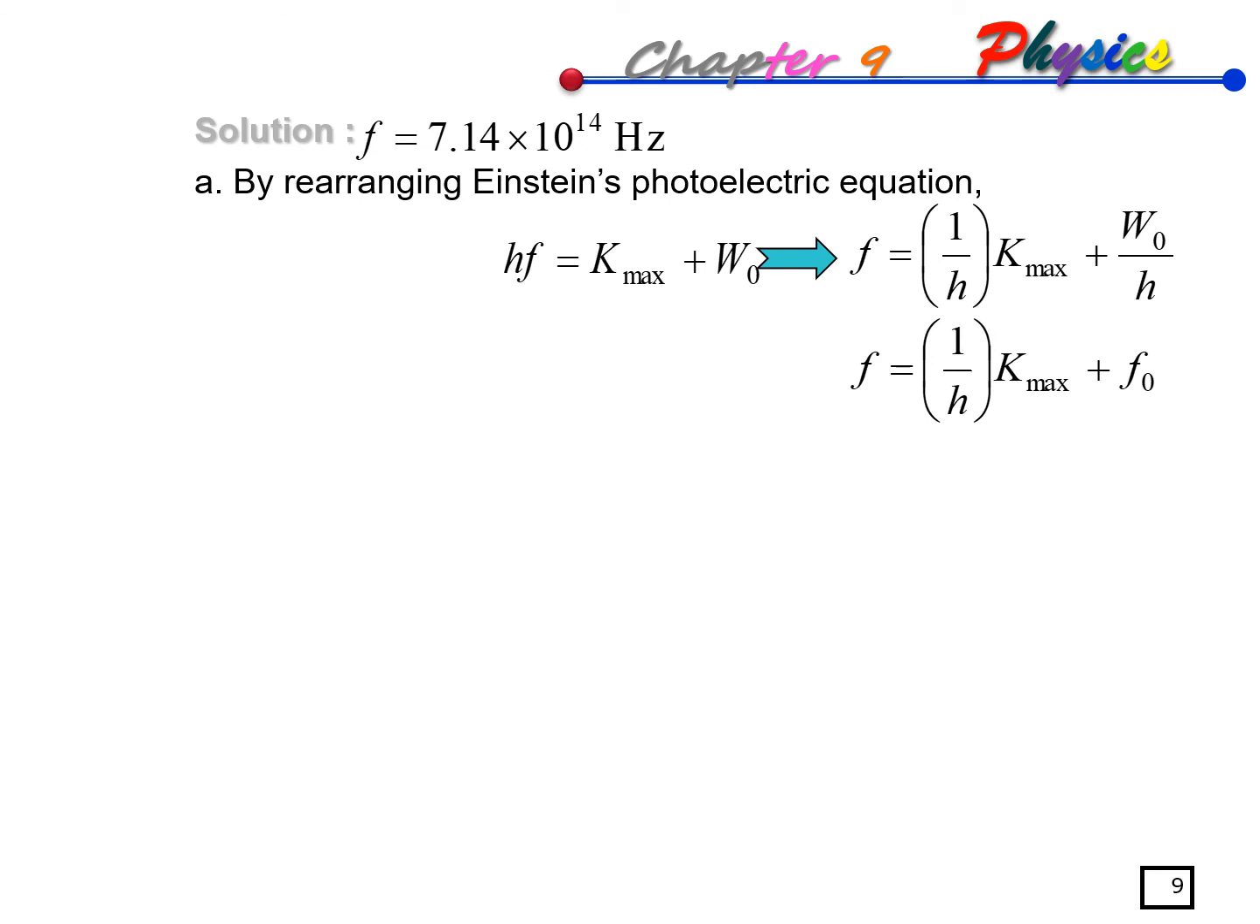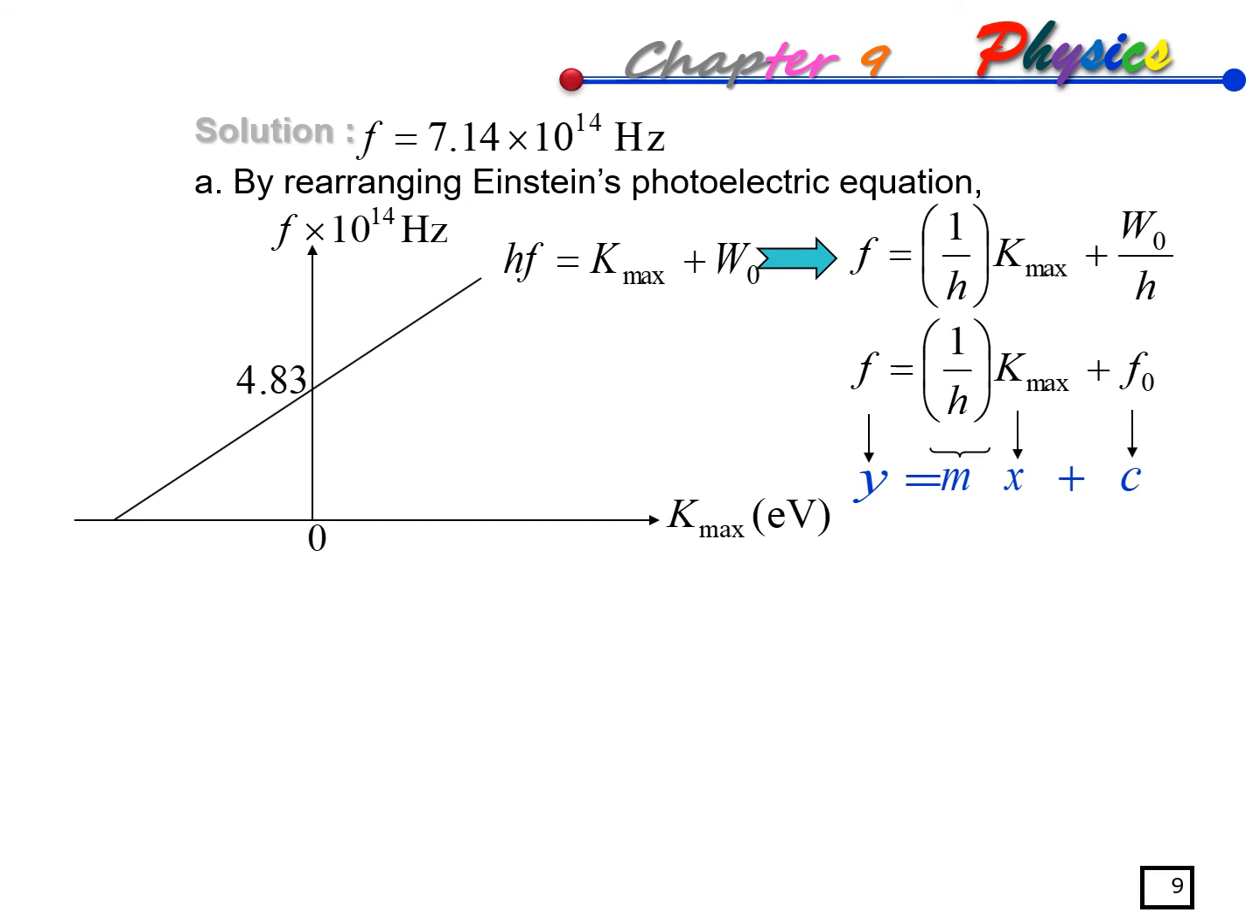Work function over Planck constant, you will end up with f naught, which will be the threshold frequency. If we compare with the graph, f versus K, this will be y versus x, gradient, plus c. So c will be the intercept here, 4.83. This will be the intercept, which will be the threshold frequency.